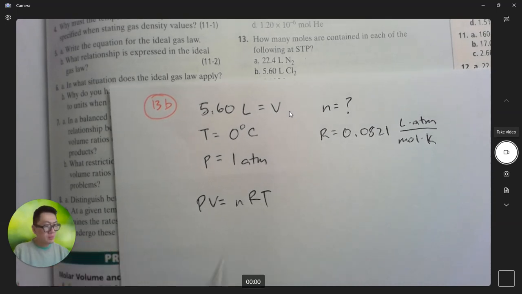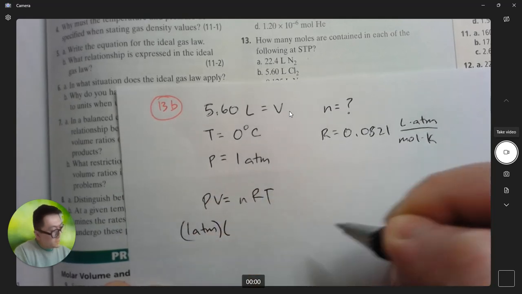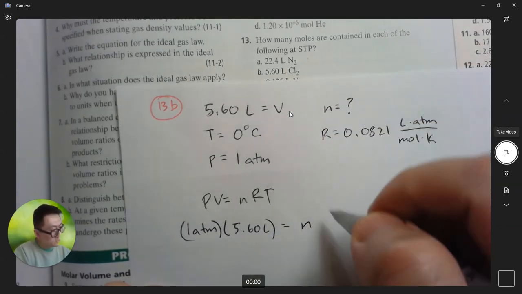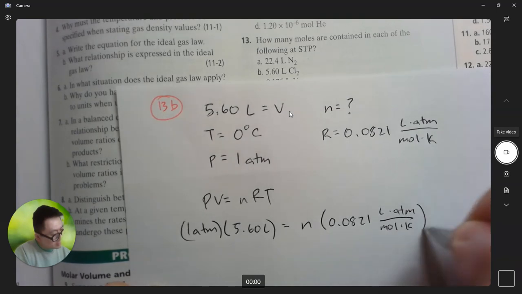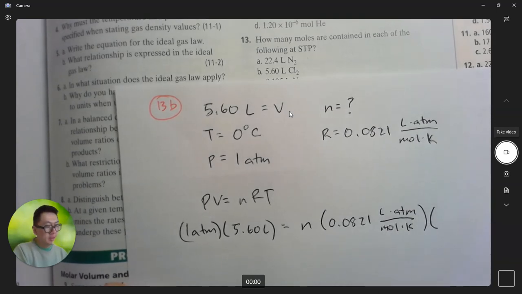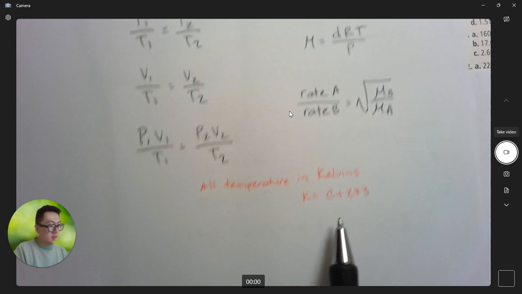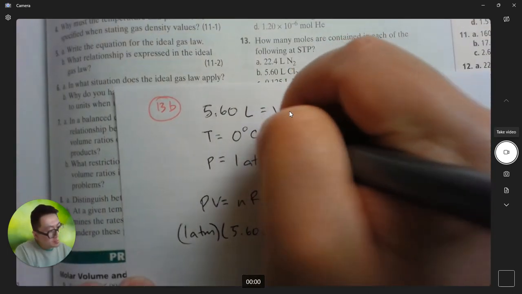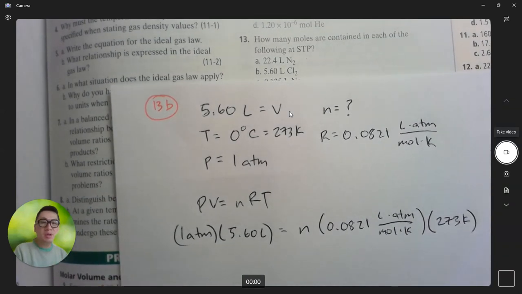Knowing that, we can solve for N. We can just start plugging it in. P is 1 atmosphere. V is 5.6 liters. N is what I'm trying to find. R is 0.0821 liters atmospheres over mole Kelvin. Temperature, oh, don't plug in 0. Remember, all temperatures in all equations must be in kelvins. If it's 0 degrees Celsius, the Kelvin temperature is 273 kelvins. Just make sure all temperatures are in kelvins.